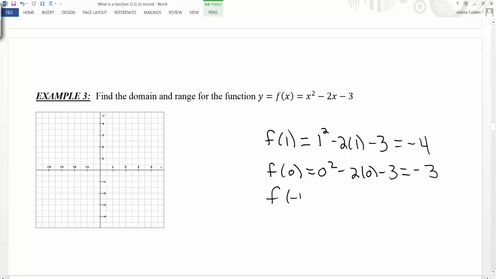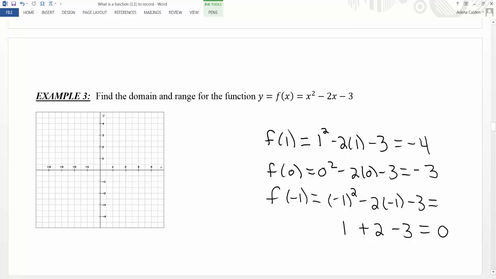And I'm also going to plug in a negative number for good measure. So negative 1 squared is going to be positive 1. I have to be a little careful here with all my negatives. The second term, I have minus 2 times negative 1. So that actually becomes a plus. So here, this is going to be positive 1 plus 2 minus 3. And that's going to give me 0. So again, I have no problem plugging any of these numbers in.